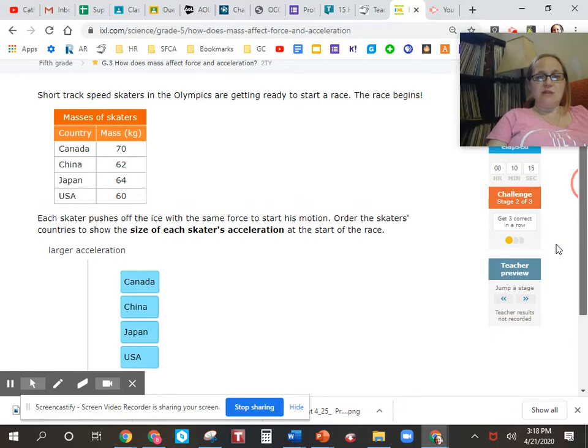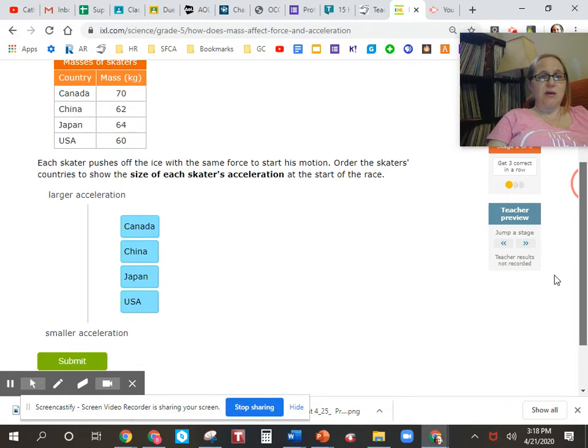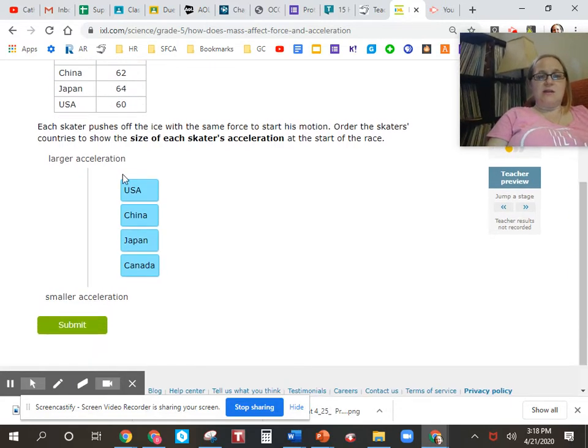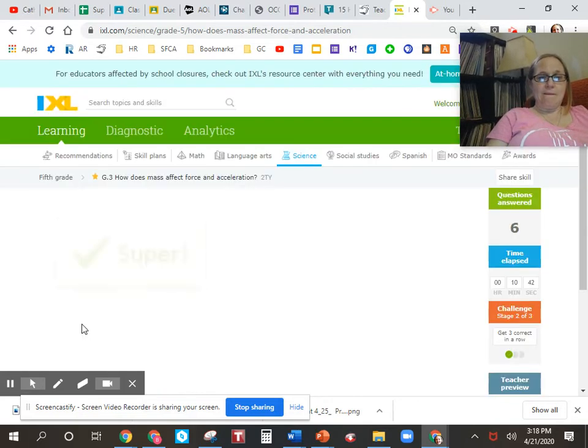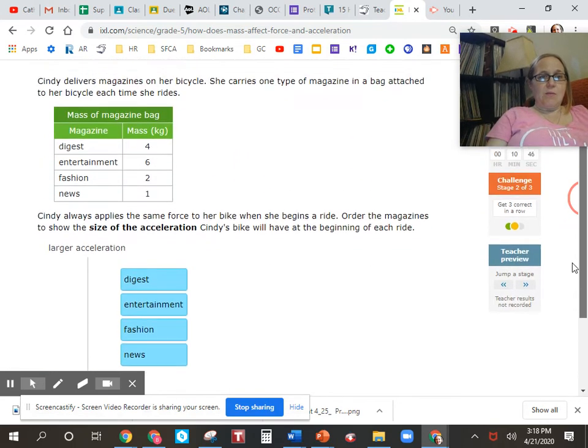Each skater pushes off the ice with the same force, so order the skater's countries to show the size of each skater's acceleration. So if I'm going to have a larger acceleration, that one's going to have the smallest amount of mass. So the smallest amount of mass would be USA. Okay, and then China, and then Japan, and then Canada. Now we got it. Smaller masses have faster acceleration. Bigger masses have slower acceleration. Ding, ding, ding. We got it. Okay.